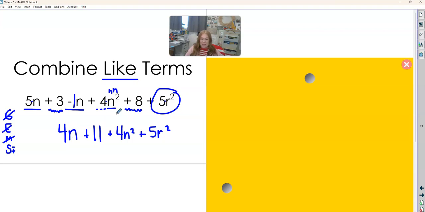We have the variables of n and r. We have the coefficients, right? Co works together. 4 works with the n, 4 works with the n, 5 works with the r, and our constant 11. So we can only put those things together that are the same.